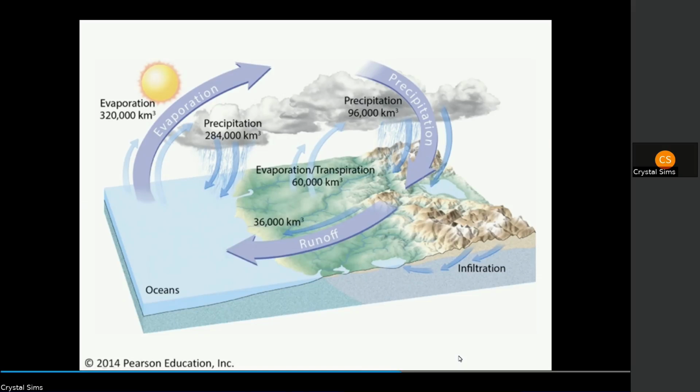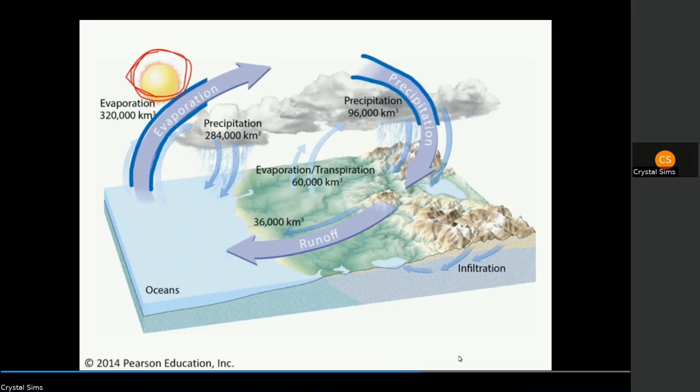The water cycle is driven by heat energy that's provided by the sun, and that sun energy warms up water that evaporates. It evaporates and enters the air. As it is in the air, it can end up settling out again in the form of precipitation. This is either rain or sleet or snow.